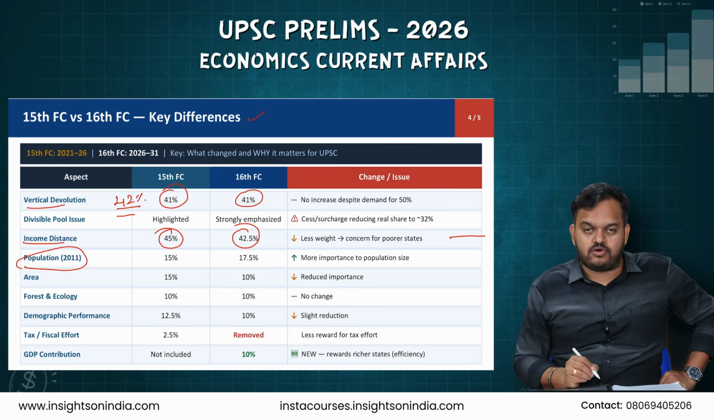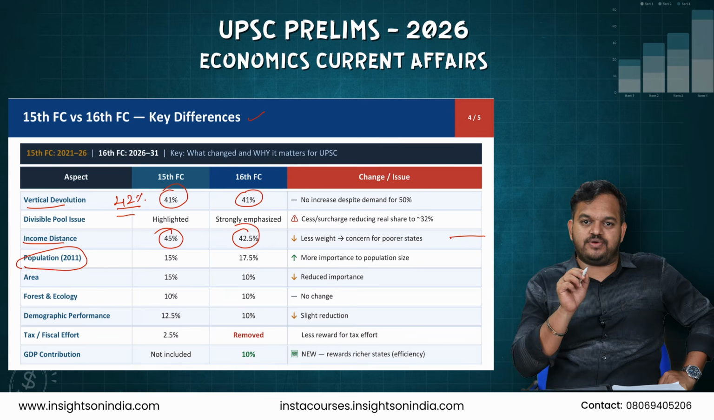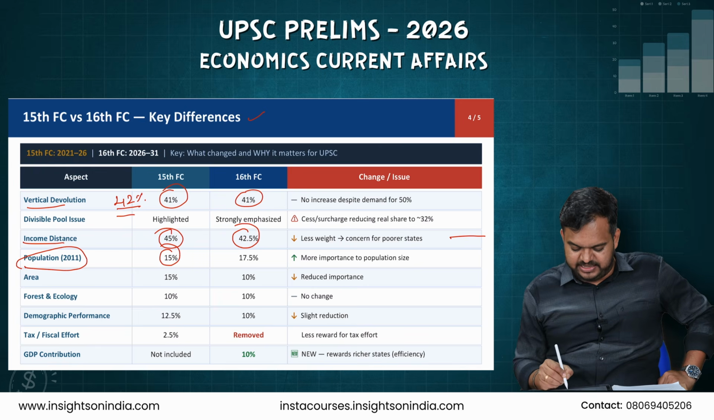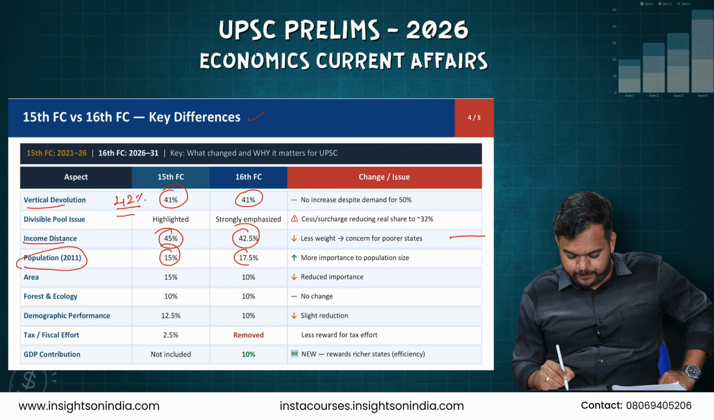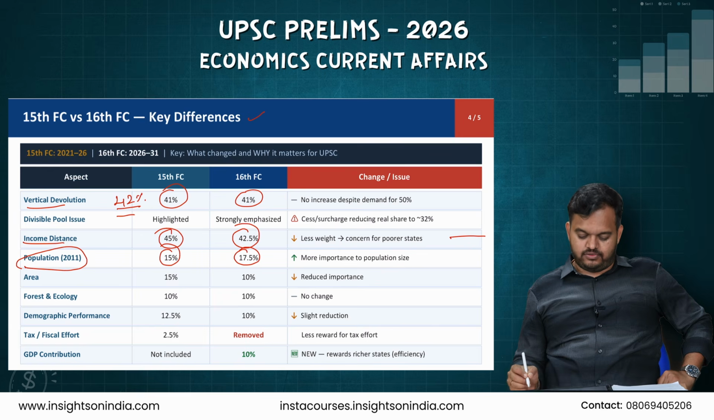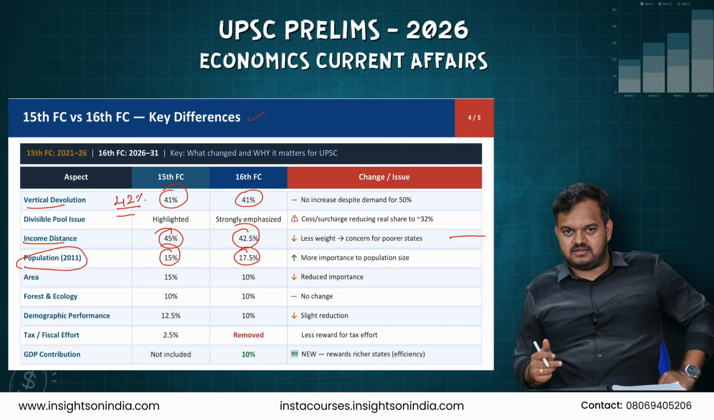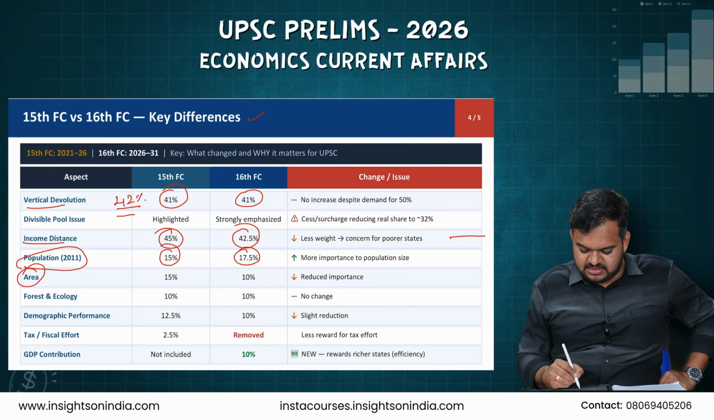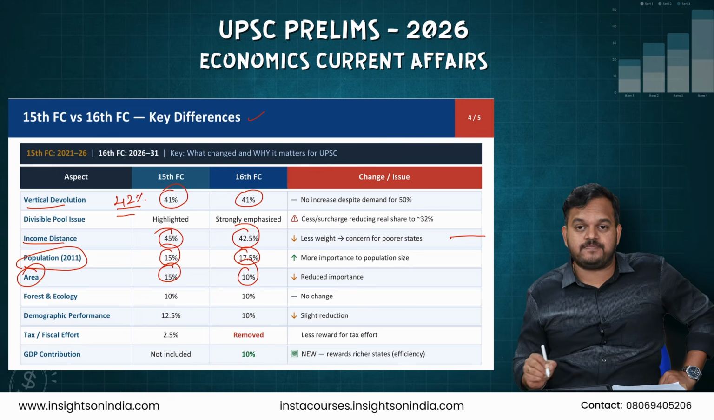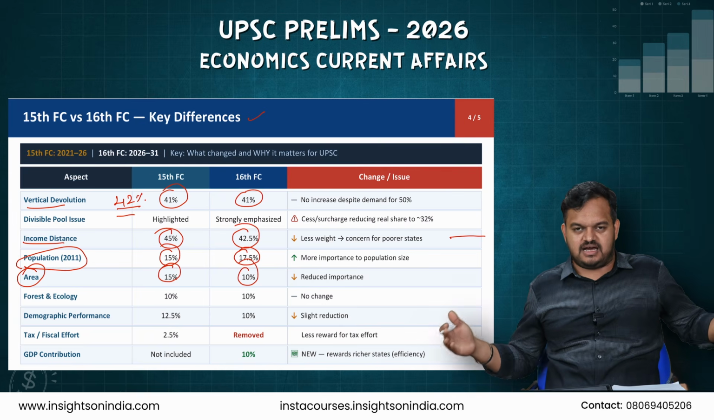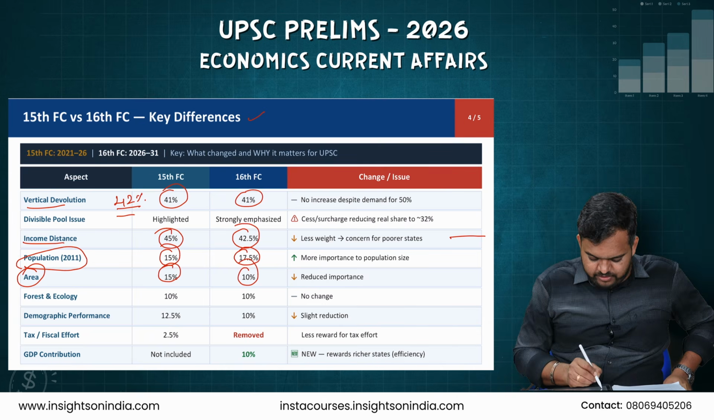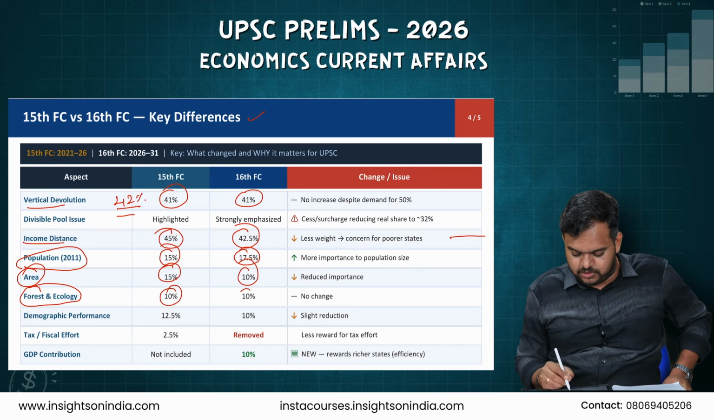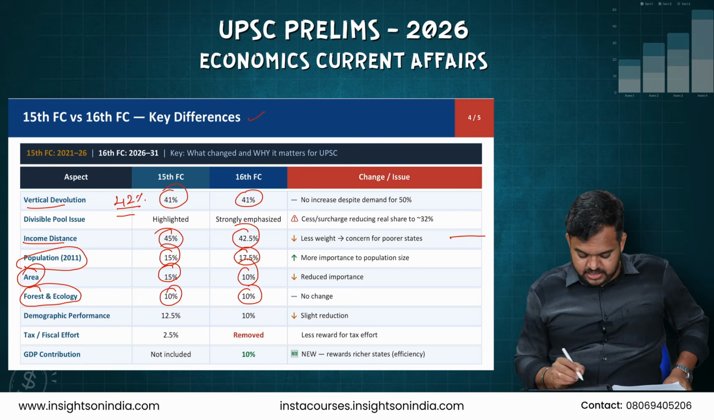Population of 2011, according to the 2011 census, the weightage earlier was 15%. Now it is increased to 17.5%. Right? I don't want to analyze it. You know how to analyze this, but I am just pointing out the facts. The weightage of area has been reduced. That means even though a state is larger, there is no benefit for that. Forest and ecology, the forest cover has been rewarded. The weightage has been kept the same, not changed.